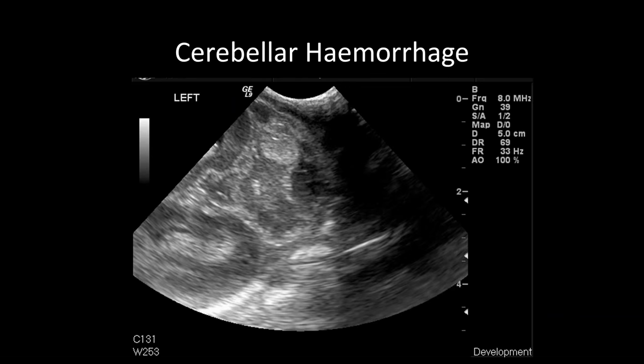Then going on to the mastoid fontanelle view, you can actually see quite a significant hemorrhage. And this is really the best way of seeing posterior fossa hemorrhage in the cerebellum.